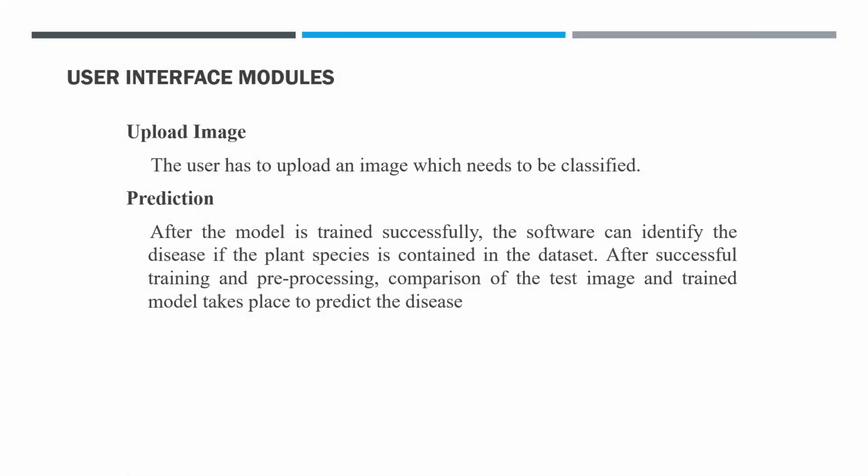User interface modules, upload image, and prediction. The user has to upload an image and get the prediction. After the model is trained successfully, the software can identify the disease if the plant species is contained in the dataset.